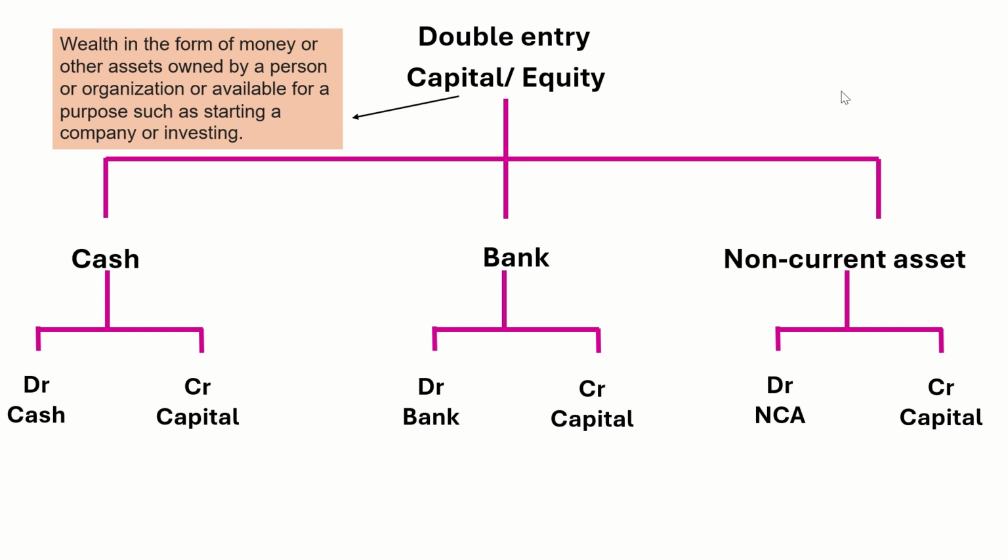In summary, we have learned the 3 types of introduction of capital to the business in form of cash, bank and non-current asset, posting double entries to the general journal, transfer of entries to the ledgers, and balancing of ledgers. Next, we will look into double entry for drawings.